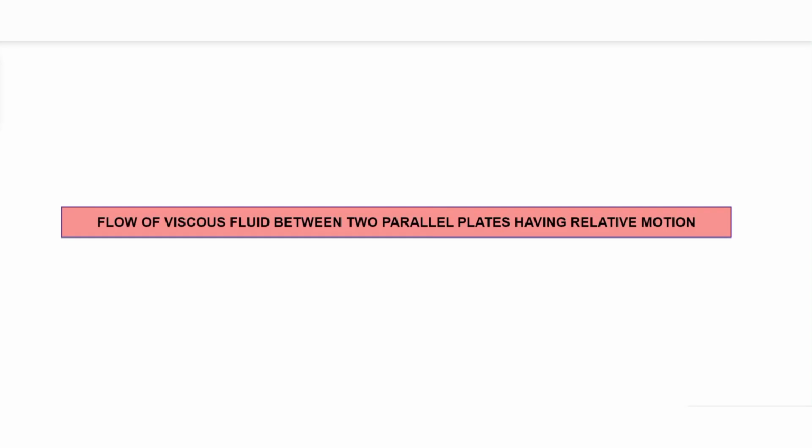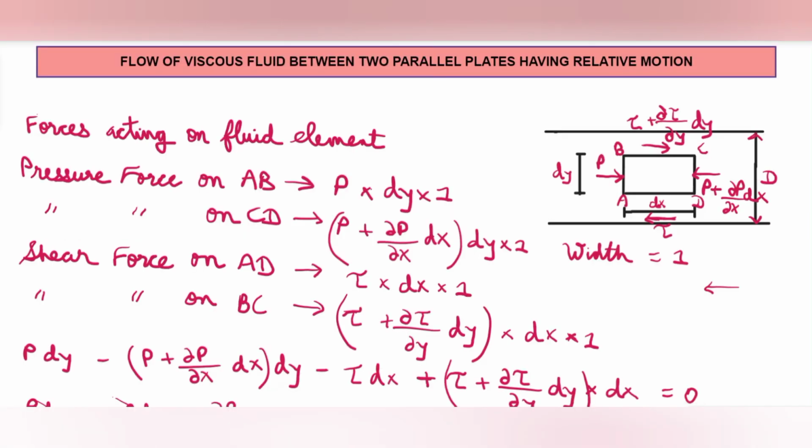In this video, we will see the third case of viscous flow, which is flow of viscous fluid between two parallel plates having relative motion. Here also for this case, we are having two parallel plates which are d apart, as we saw for the second case of viscous flow between two parallel plates. Only the difference is that this upper plate is moving with a constant velocity u.